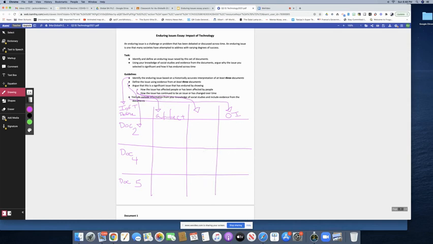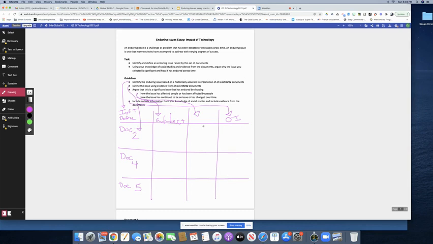And then this last bullet says I have to include outside information, right? So information that's from my own knowledge of social studies. So stuff I know that's not necessarily in the document, right? So how I'm going to do that is when I annotated, I had to write down some outside information. So that's what I'm going to write in here, right? So you're going to make this right on the front of your documents. Some of you might already have that chart on your documents, right?